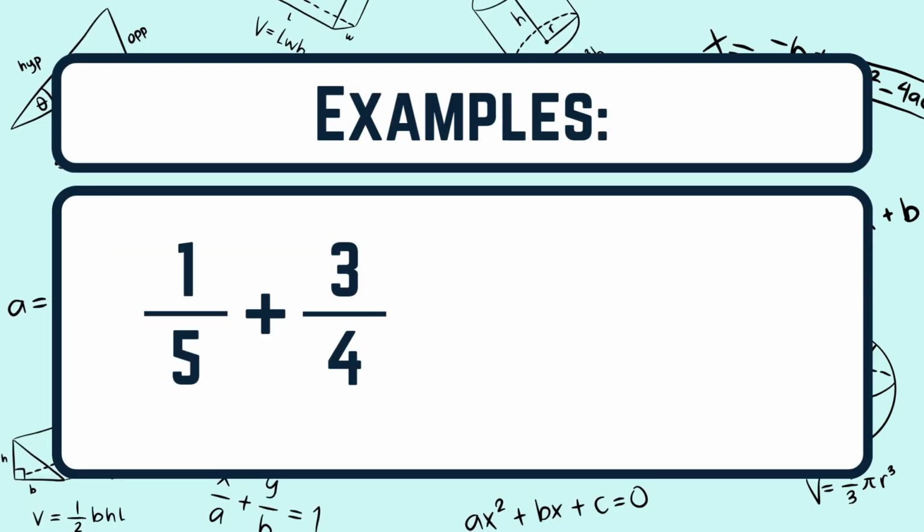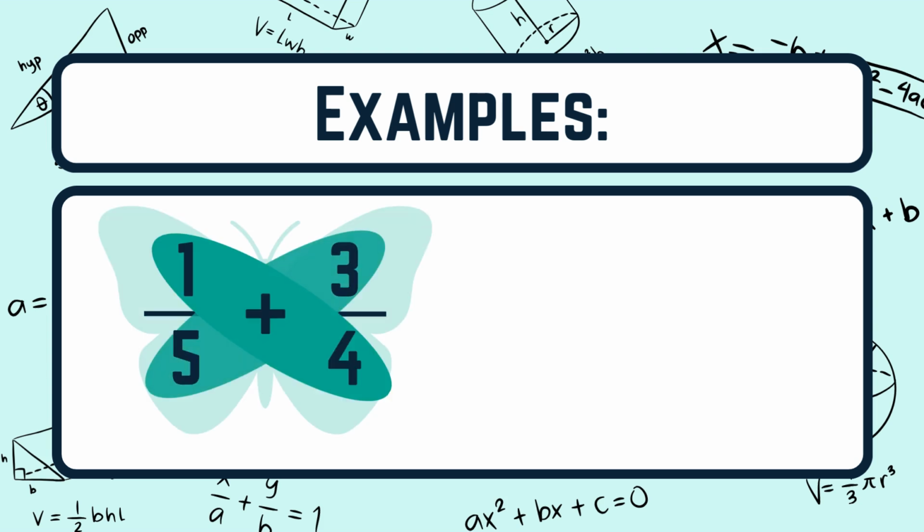First example. Let's use the butterfly method to add fractions: 1 over 5 plus 3 over 4. Let's draw the wings of our butterfly by outlining the numerator of one fraction and the denominator of another fraction. We do this 2 times for both fractions. We give each wing an antenna.